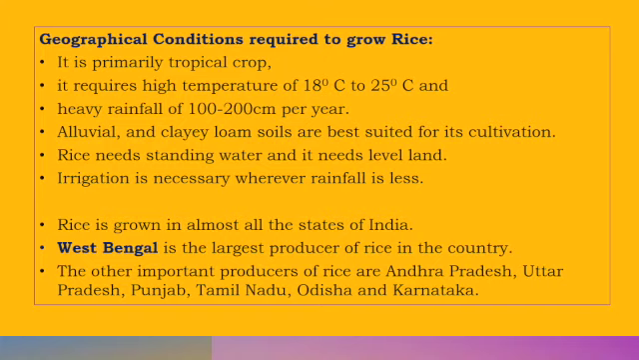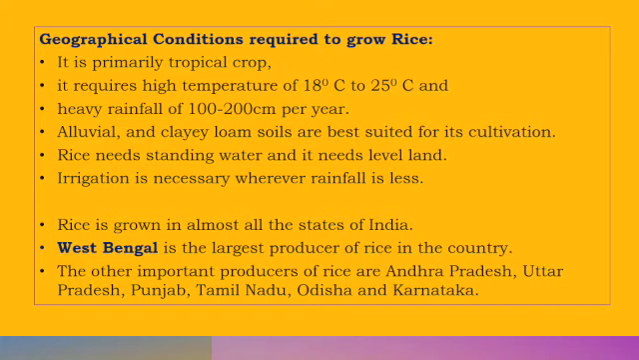Alluvial and clay loam soils are best suited for the cultivation of rice. Rice needs standing water and it needs level land. Means round the clock there must be standing water. And since the water has to be standing, the land must be level. So rice needs level land and standing water. And irrigation is necessary wherever rainfall is less. These are the geographical conditions to grow rice.